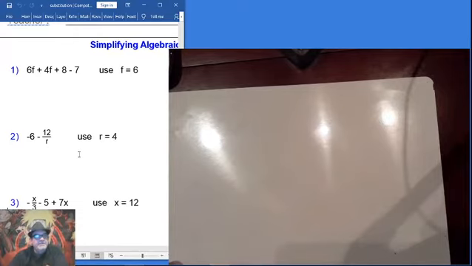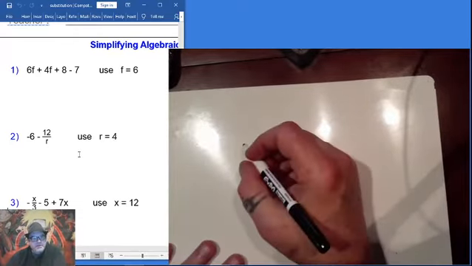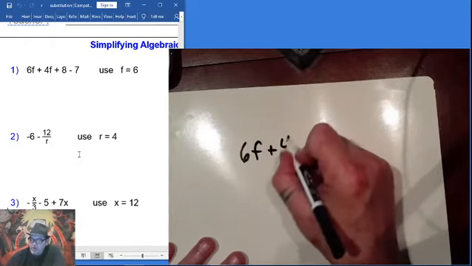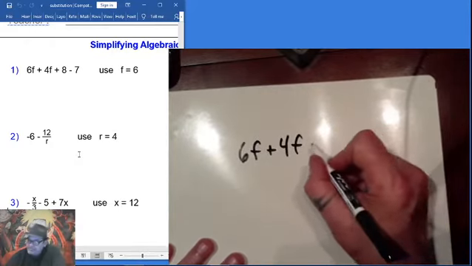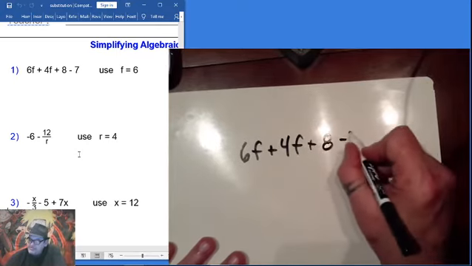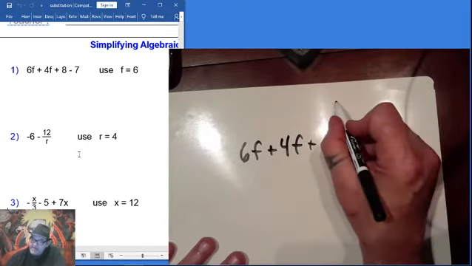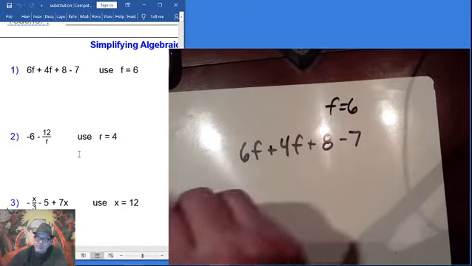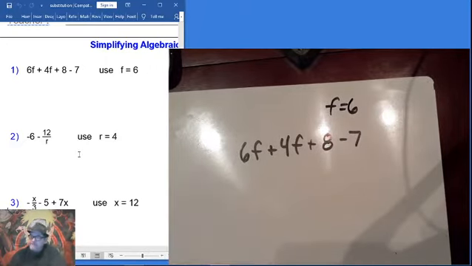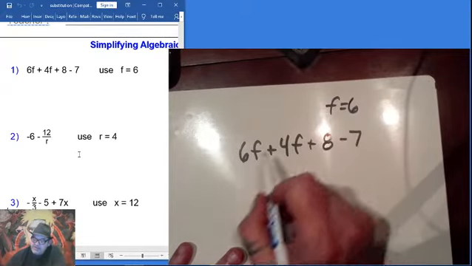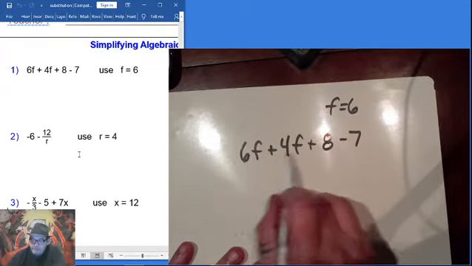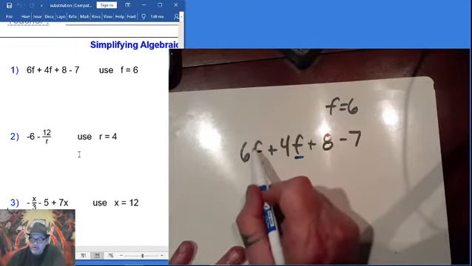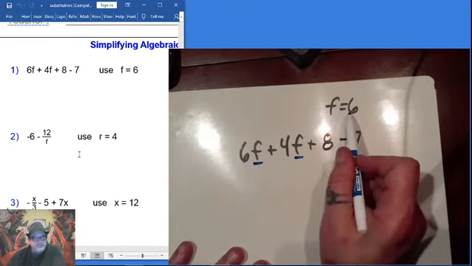Let's take a look, for example, at number 1, okay? So number 1 there on the screen says 6f plus 4f plus 8 minus 7. And then they tell us that f equals 6. So for substitution, the very first thing we want to do is substitute anywhere we see an f in our expression. So there's one there and there's one there. We want to erase that and replace it with a 6.